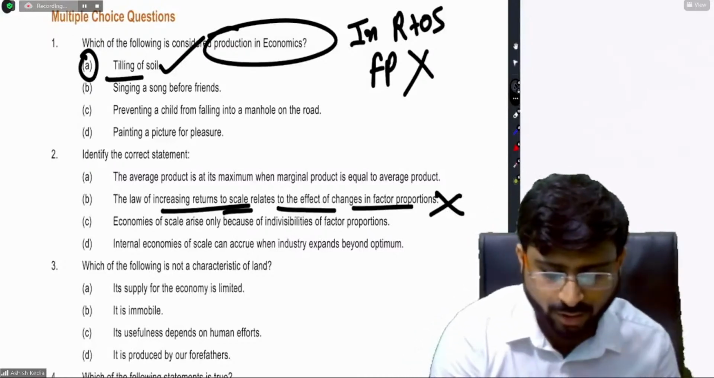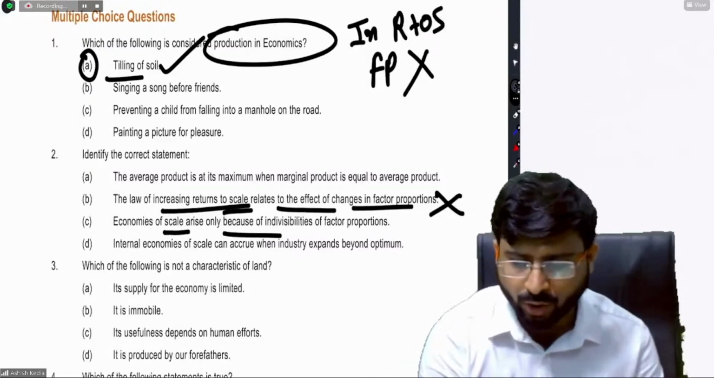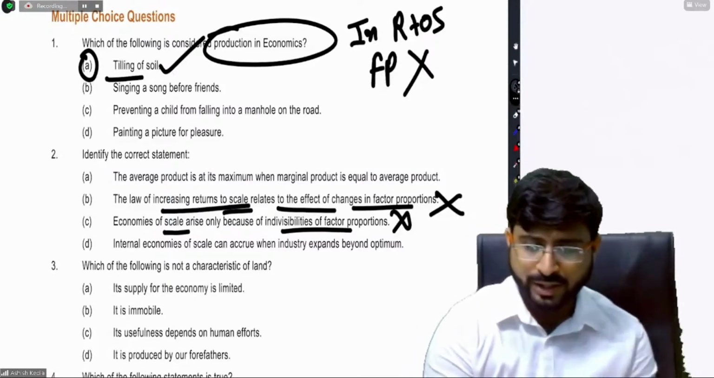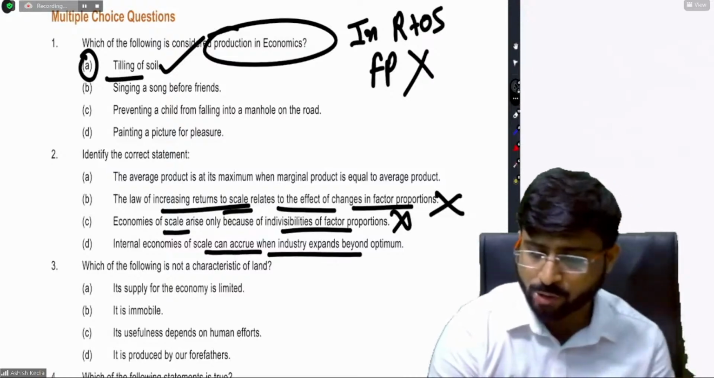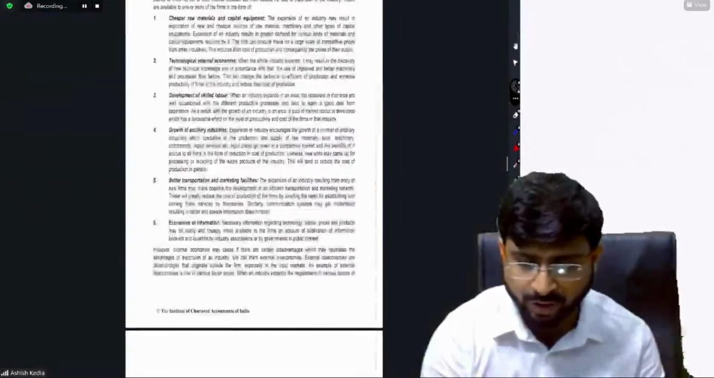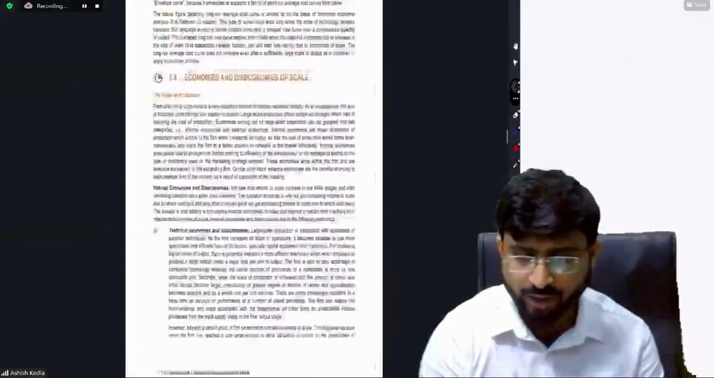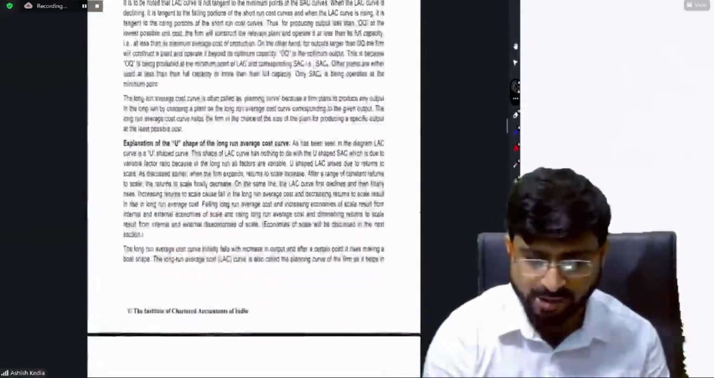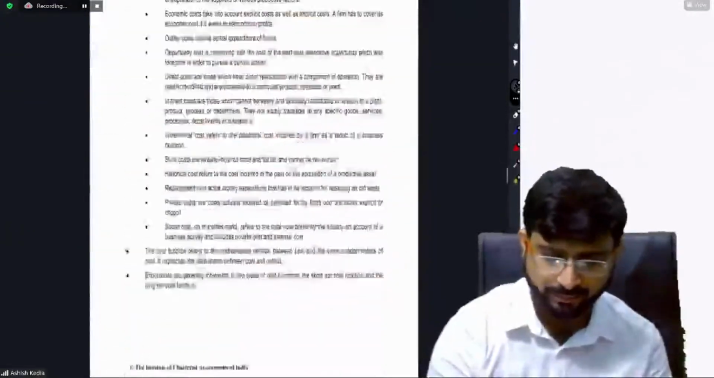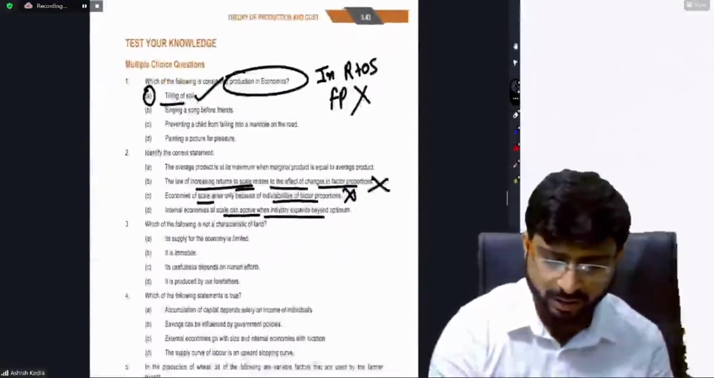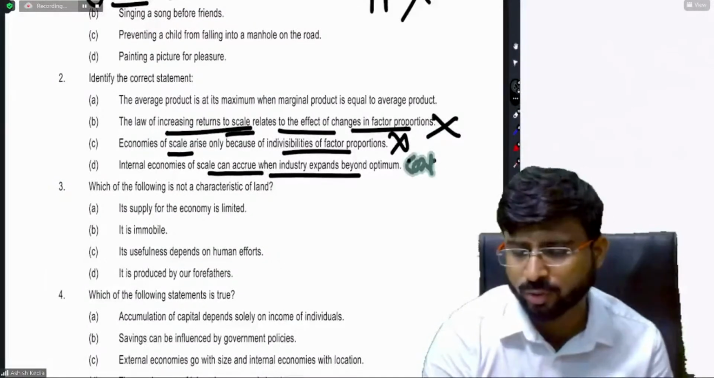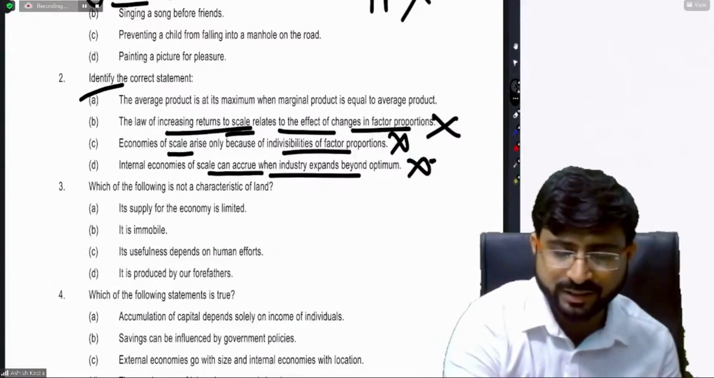Very good. Economies of scale arise only because of indivisibilities of factor proportions. No. Internal economies of scale can accrue when industry expands beyond optimum. Now see, they are talking about expansion of industry, etc. We will talk about it later. Pay attention, everyone. See, in cost we will talk about it, but it is not true. Okay. So the correct statement is this one.